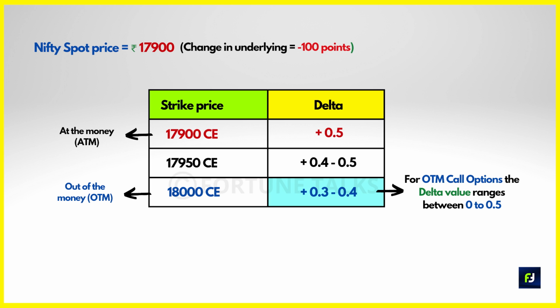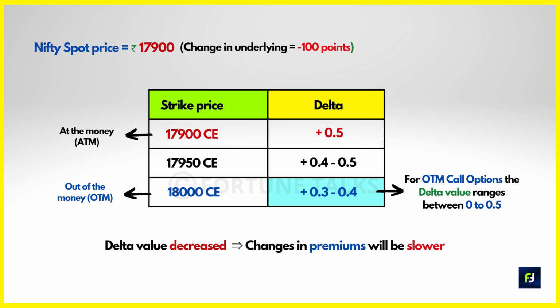Now, on the opposite, if the Nifty spot price were to fall 100 points to 17,900, then the 18,000 call option strike, which was at the money before, will now become an out of the money strike. So naturally, the delta value will reduce from 0.5 and it will now range between 0.3 to 0.4, which in turn implies that the option premium will now move slower than before.